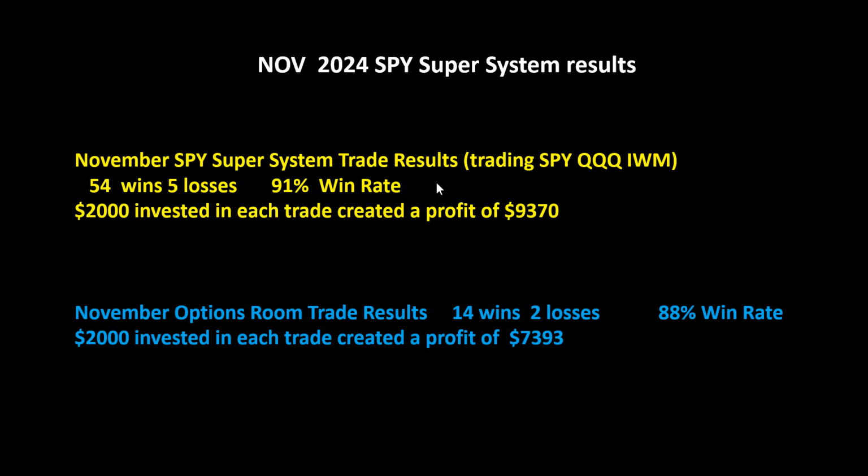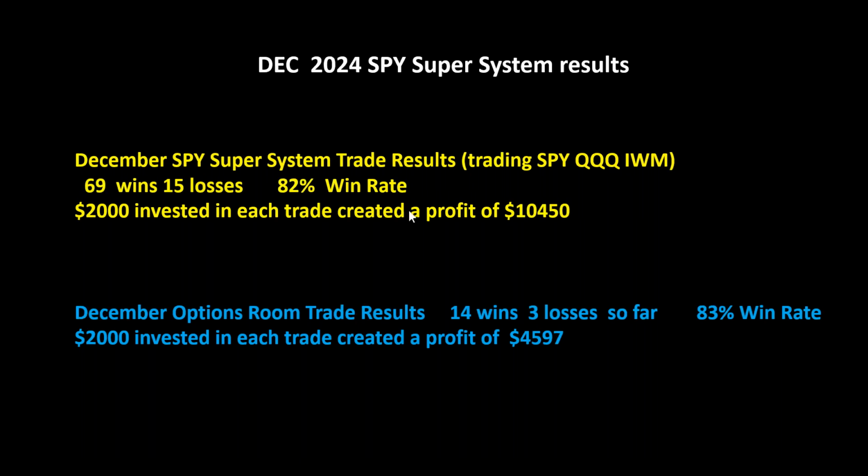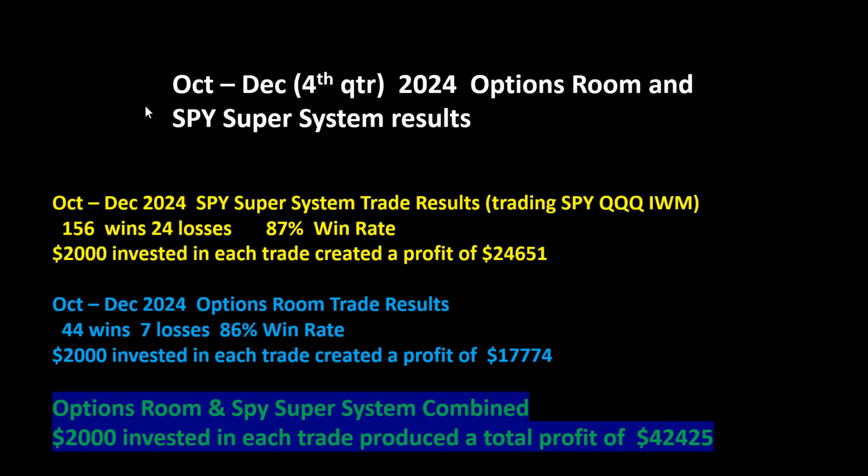All right, so again, this was November. SPY super system results here, 9,300, 7,300 here in the room. And this was December, 10,450. The win rate was lower, 69 and 15. But we had a good win rate, 83% here in the room for 45.97. So basically what it's saying is October and December, and this is just to make you understand that the SPY super system trades on the indexes are not included in any of the totals in the room that I was showing you. Each one of these is separate. So that's October, December, 24,651 and 17,774 in the room. So 42 grand, which was pretty good.